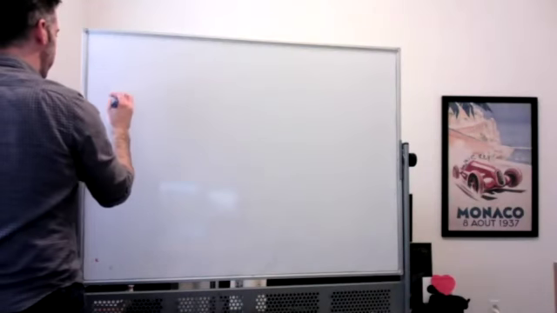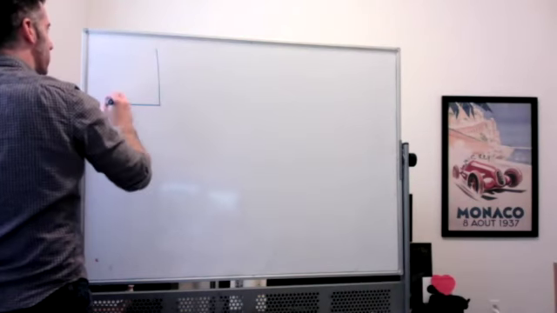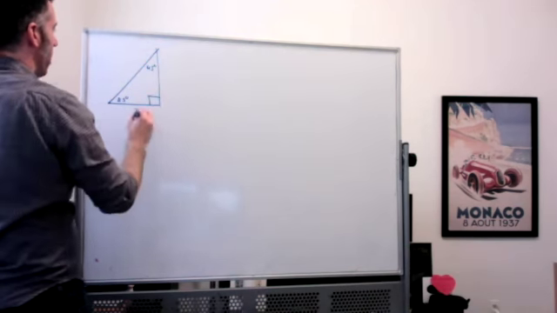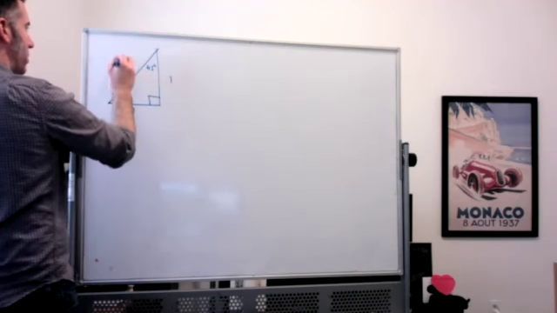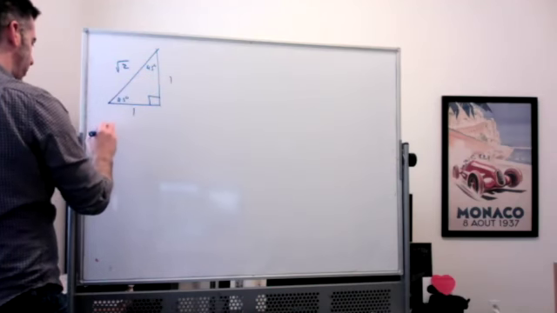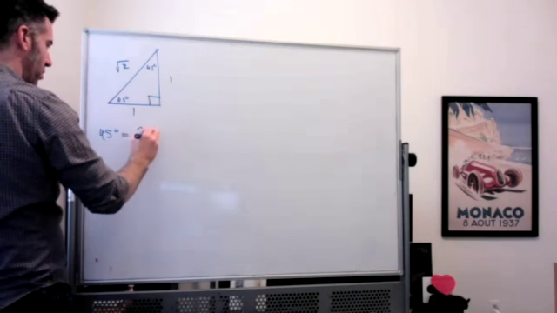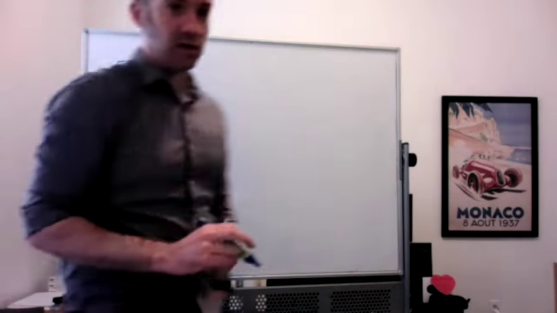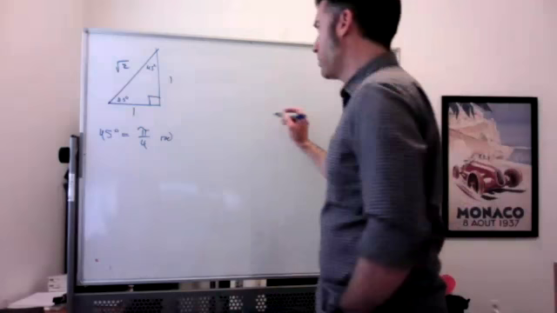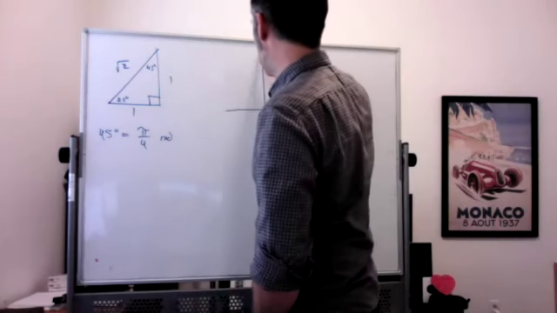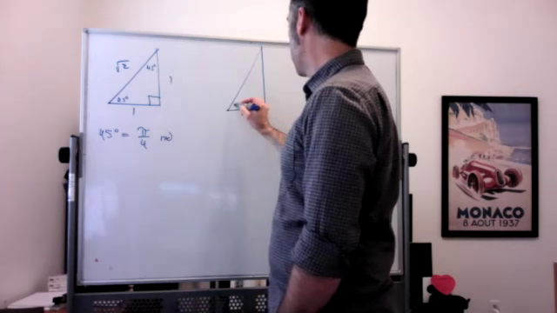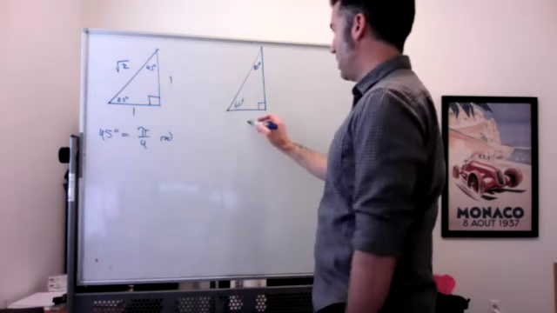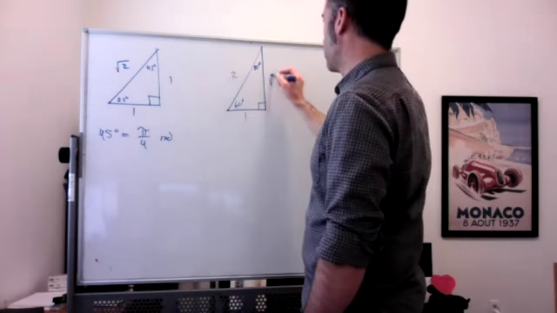So here is the 45, 45, 90 triangle. And again, the sides are 1, 1, square root of 2. And I will point out that 45 degrees is equal to pi over 4 radians. Actually, I'm going to take a quick diversion here after I draw the next triangle. The other triangle here is the 30, 60, 90 right triangle, where the side lengths are 1, 2, square root of 3.